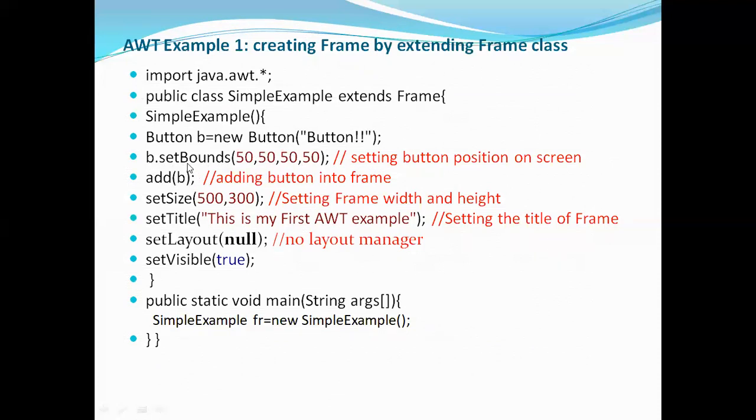Next thing is this button, whatever you have created, should be added to the frame. So I told that frame will be there. For the frame you have to add all those one by one. So we are adding one by one. So we have created only the button. So that button I'm just adding to the frame. So simply use the method called add. So add(b) means b will be added to the frame.